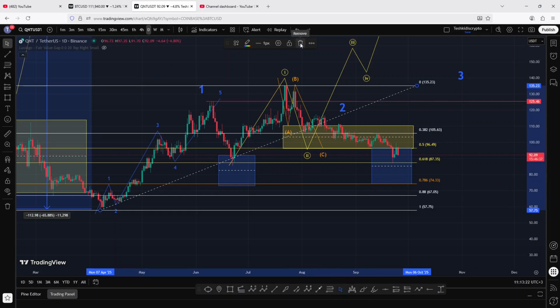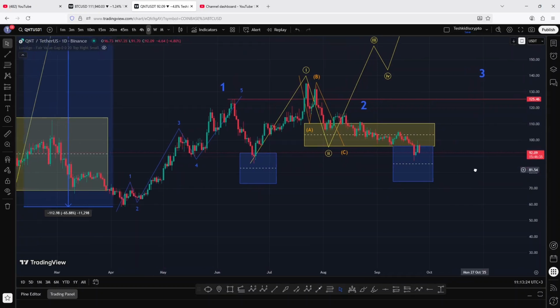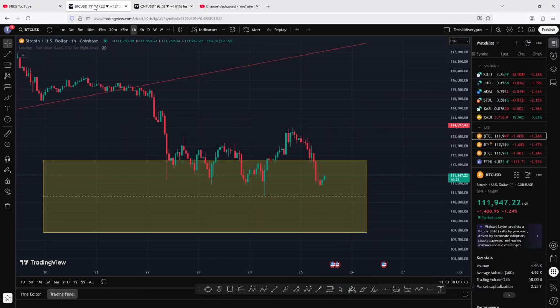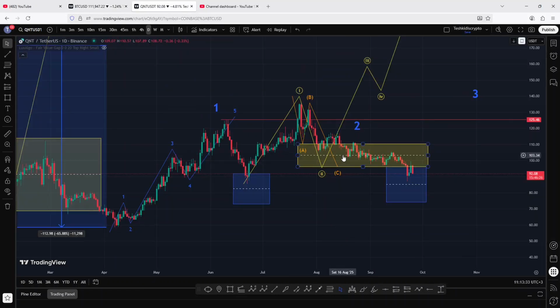So that is all that I expect here on the QNT chart on the short term and also on the long term, and let us be patient and see how that plays out, and I will ensure you stay up to date.